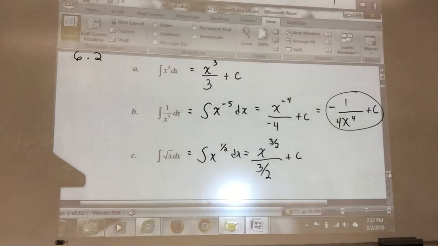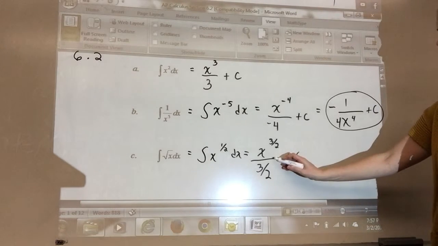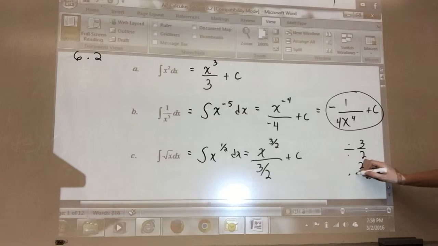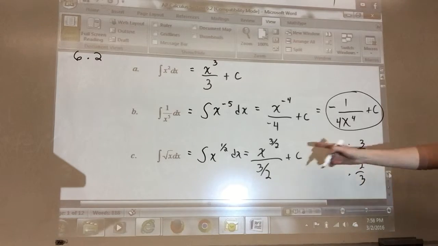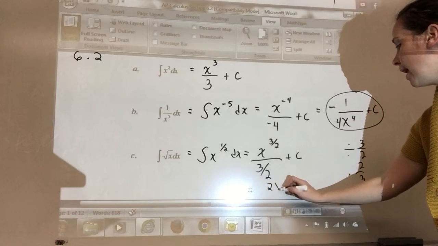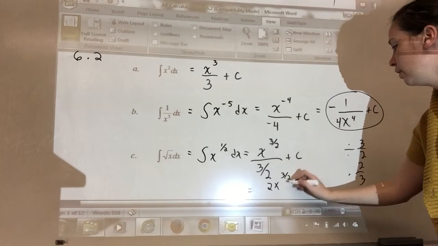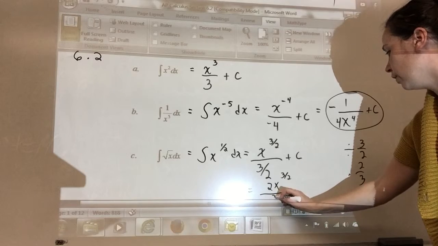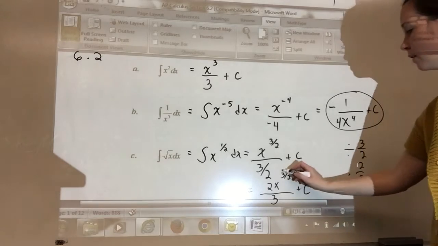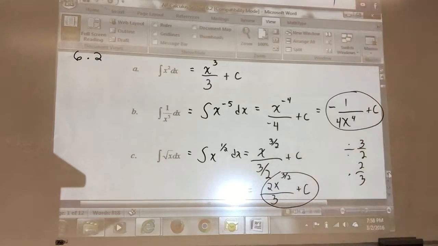As usual, I don't want you to leave that, so if you think about that, if you're dividing by 3 over 2, aren't you really multiplying by 2/3? Okay, so what should this real answer be? It should be 2x to the 3 over 2, over 3, plus c. Okay, and then we're ready to move on.